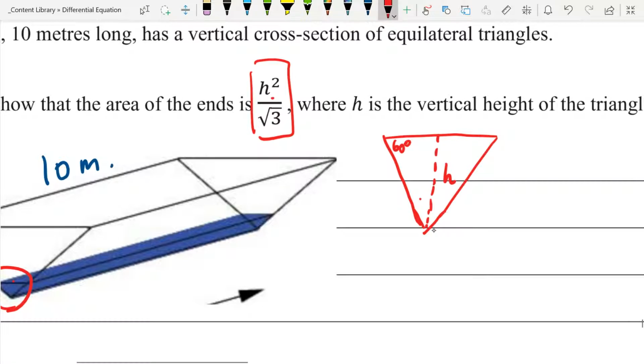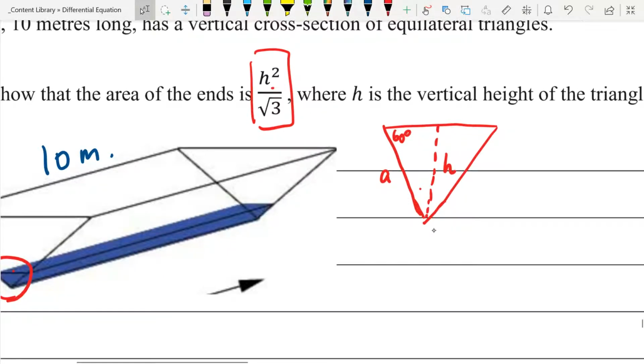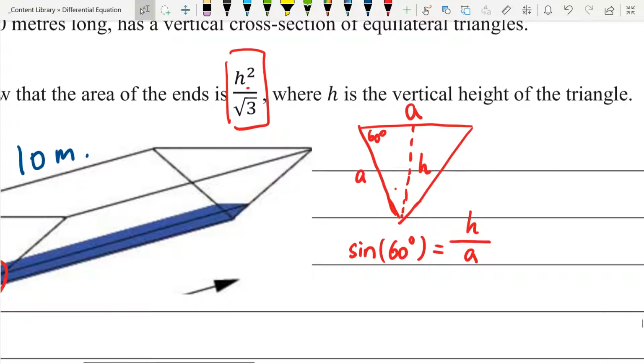So if I say this is A, the equilateral triangle's side length is A. What we will have is sine 60 degrees equals h over A. So I need the base, but the base will be all the same. If I work out this A, it's the same as this base here, so I can work out any length of the equilateral triangle. So A is just equal to h over sine 60 degrees.